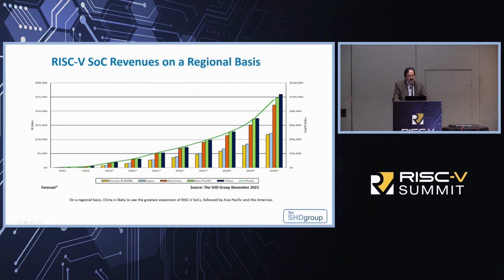This represents the RISC-V revenues on a regional basis, reaching about, we think, 100 billion or thereabouts out of the total SoC market by 2030. China, we believe, will be the largest consumer of RISC-V SoCs, but very close behind them will be Asia Pacific and the Americas. We think there's plenty of opportunity for everybody in this. This could change, obviously, but we think that's probably the way it's going to look by 2030.